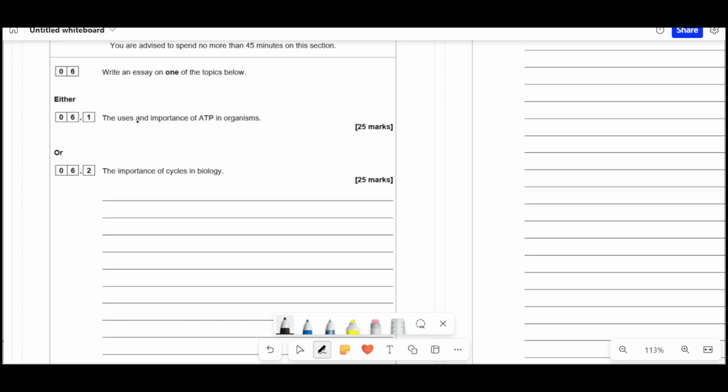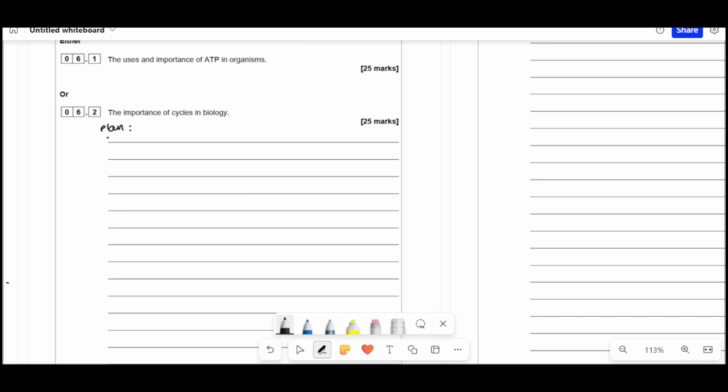So when doing these, what I generally recommend is you choose 4 or 5 chunky paragraphs, and you say, again, what the thing is, how each of those things directly make it an important thing, and how it makes it work. So when we're looking at ATP in organisms, generally what I recommend is you should spend about 5 minutes just quickly planning. And by planning, I mean literally just listing out topics you can address. So if we look at the first one, the uses and importance of ATP, we should think, okay, well, what topics do I know ATP to appear in?